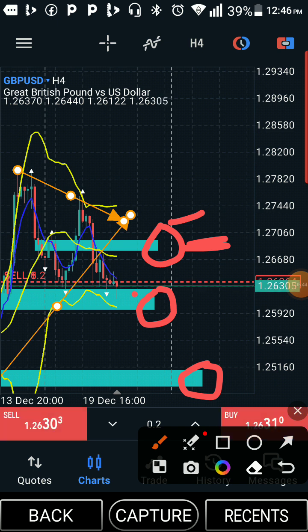And also, if you can see, it even reached my take profit first. But I wasn't around, I was somehow busy. I didn't see it, because I also don't place stop losses on my trades. I just trade. I like to trade manually.